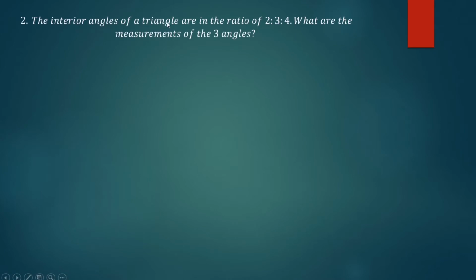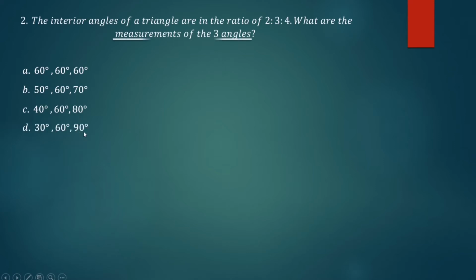Number 2, the interior angles of a triangle are in the ratio of 2:3:4. What are the measurements of the three angles? A. 60 degrees all, B. 50 degrees, 60 degrees, 70 degrees, C. 40 degrees, 60 degrees, 80 degrees, D. 30 degrees, 60 degrees, 90 degrees. So, we are looking for the measurements of the three angles.